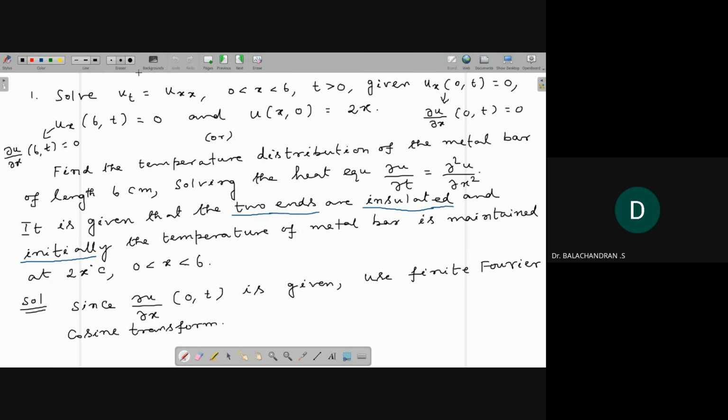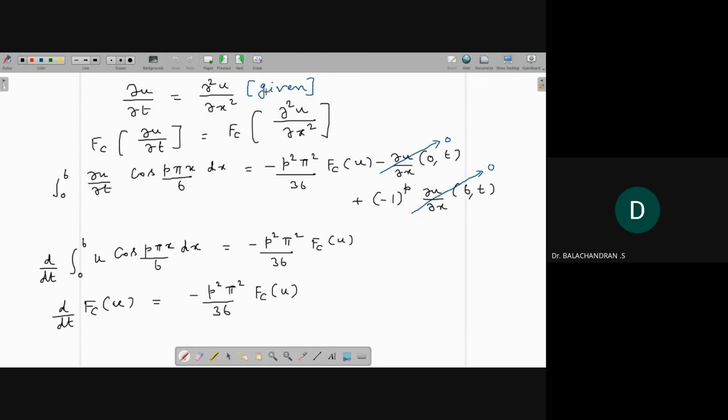First write the given equation. What is the given equation? Dou u by dou t is equal to dou square u by dou x square. This is the given equation, and then take the finite Fourier cosine transform on both sides. This is the next step.